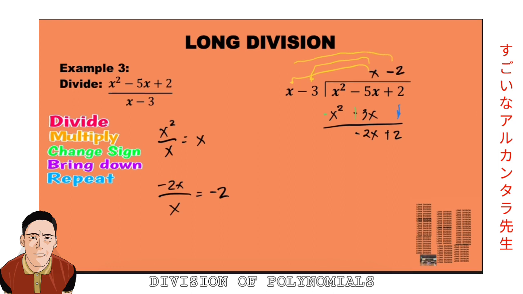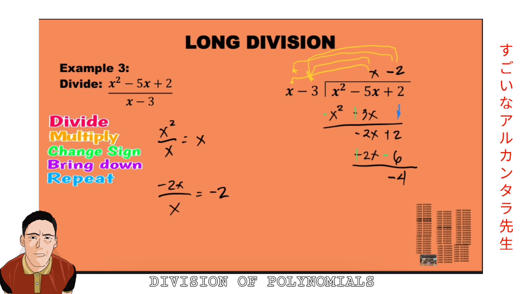Negative 2 times x, that will give you negative 2x. And then negative 2 times negative 3, that will give you a positive number, positive 6. Then we change their signs, positive, negative. We simplify. Negative 2x plus 2x, 0. 2 minus 6, that will give you negative 4.